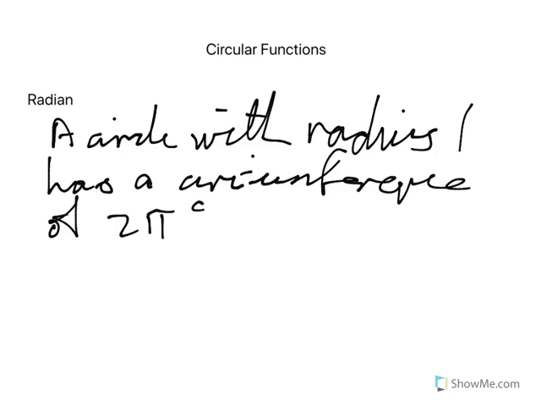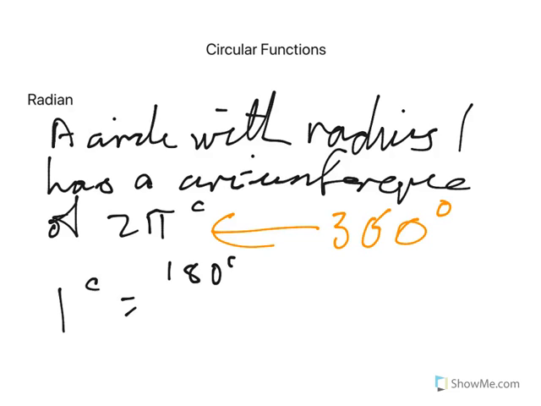Now, of course, if we go around the whole circle and measure the angle around in the middle, that's equivalent to 360 degrees. So there's a relationship between the circumference around a circle of radius 1 and 360 degrees. It works out that 1 radian is 180 degrees over pi, and 1 degree is pi over 180.